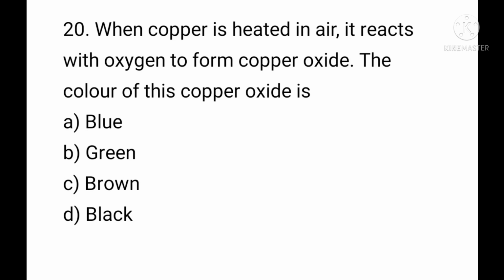Question number 20. When copper is heated in air, it reacts with oxygen to form copper oxide. The color of this copper oxide is blue, green, brown, black. Here the answer is option D, black.